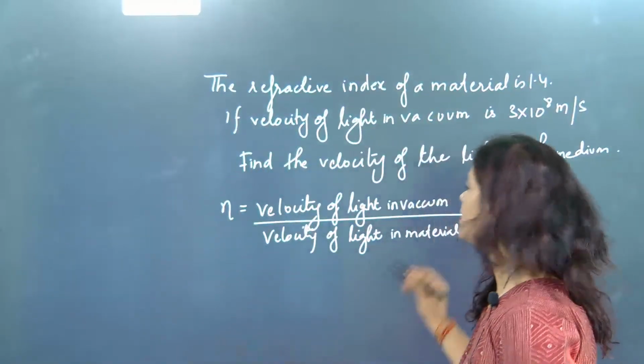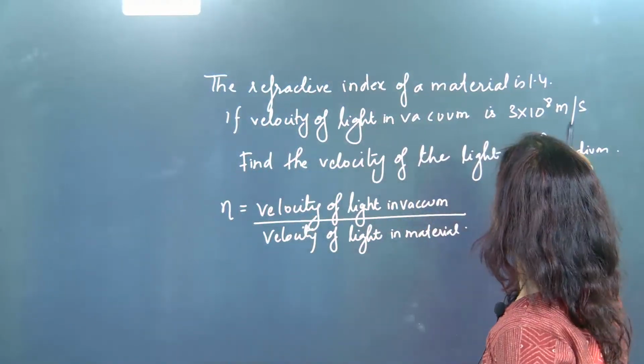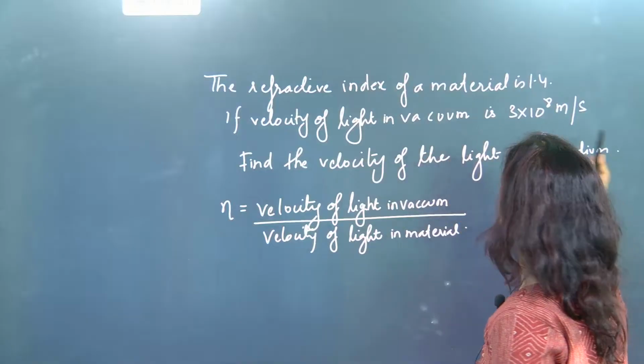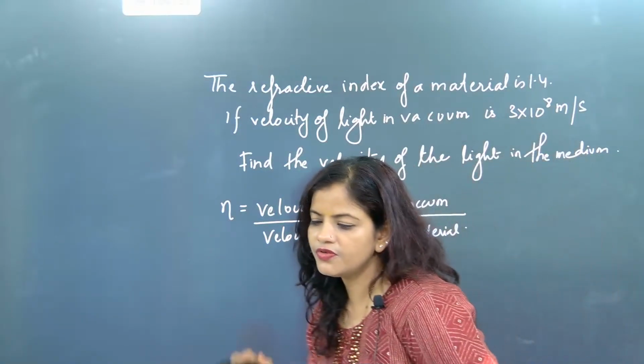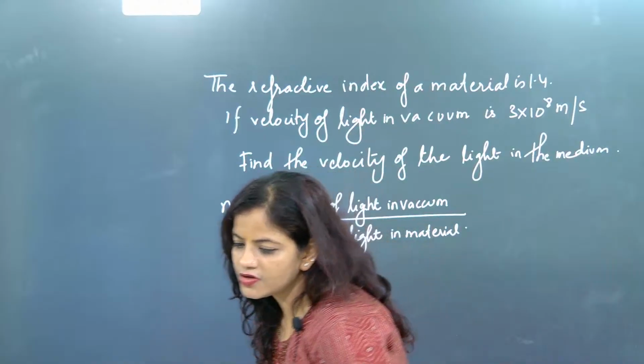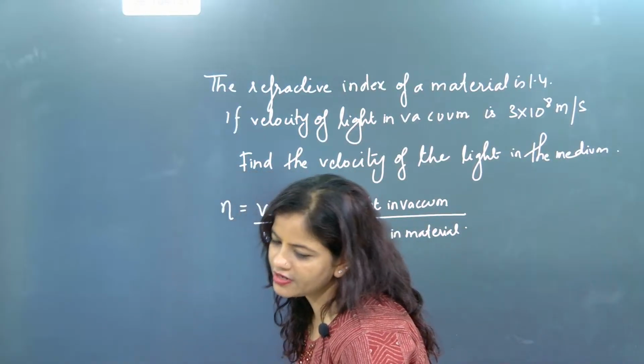Okay, so now here already refractive index is given. The refractive index is exactly coming how much, beta? The refractive index of a material is 1.4. So refractive index is given to you. Velocity of light in vacuum, velocity of light in material.